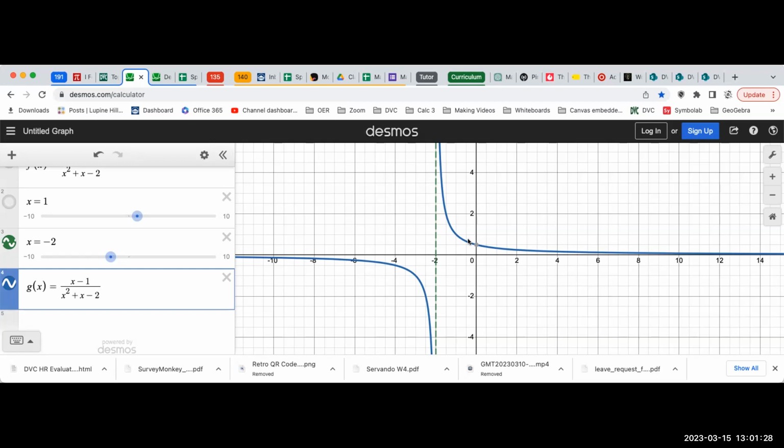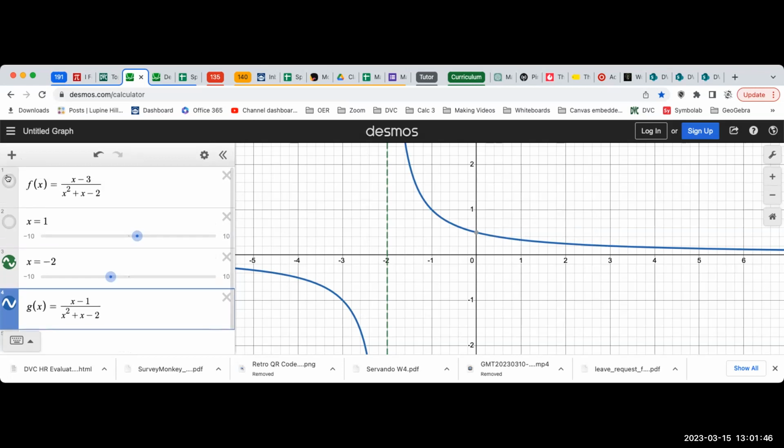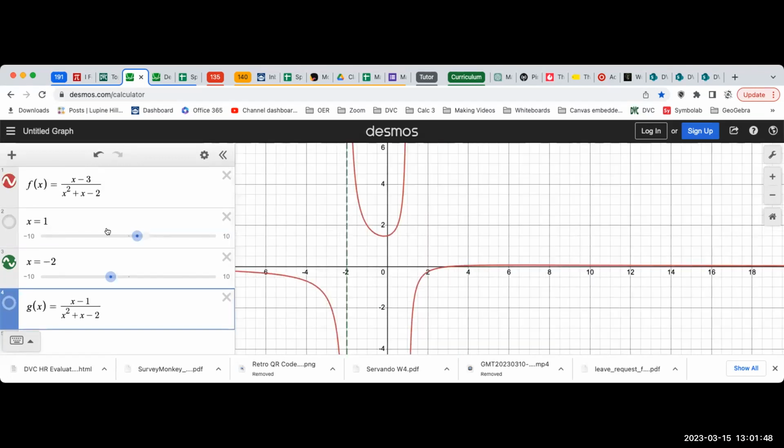So if I'm not able to plug in 1, what do you think should be happening in the graph? Let's see. There's a hole right there that you can't see. Okay. So the difference is this one has a vertical asymptote at 1, which is why it excludes it, versus the second one also excludes it, but there isn't a vertical asymptote. You just have a hole there.